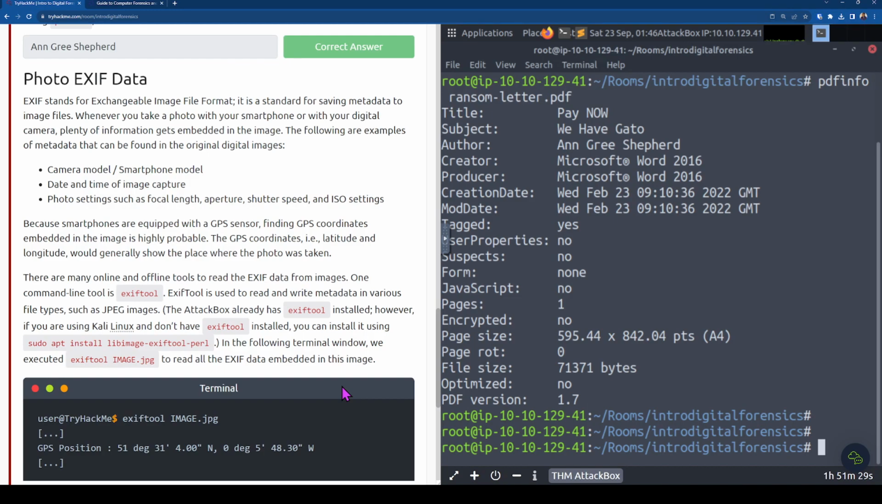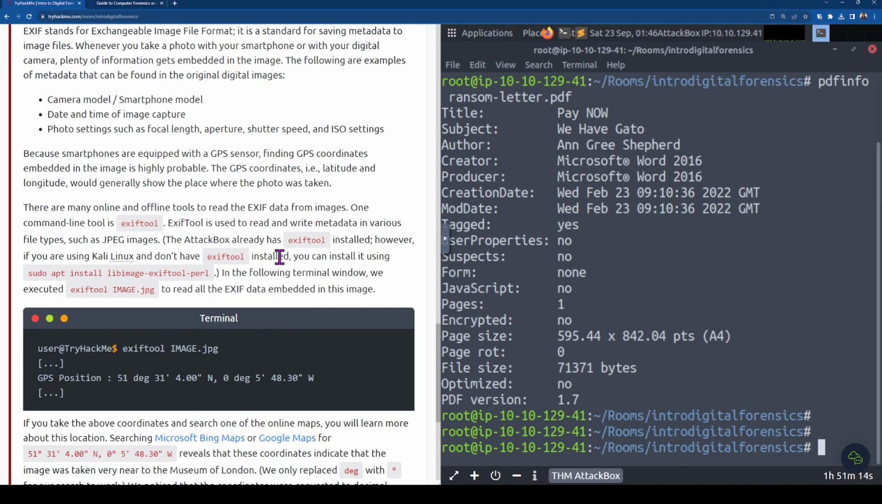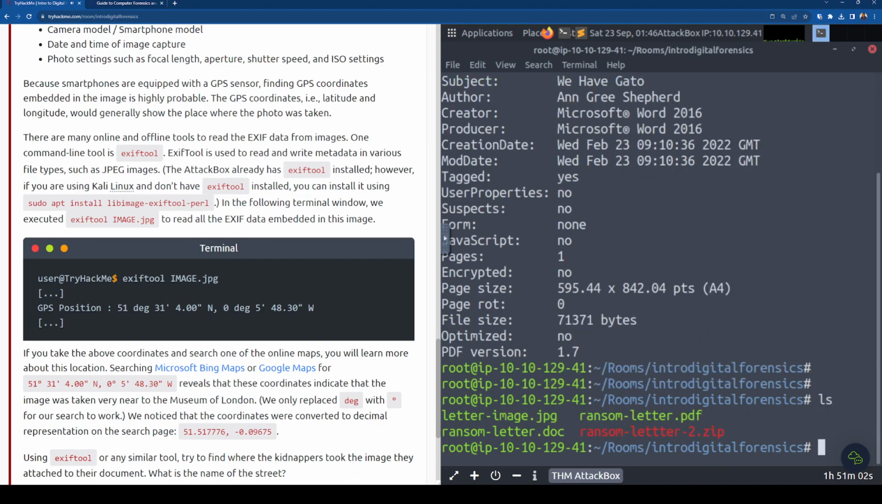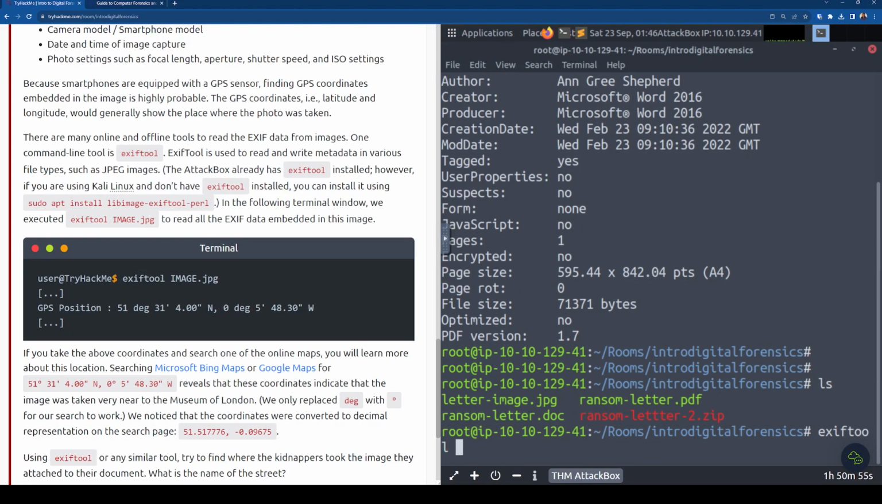One command line tool is EXIF Tool. EXIF Tool is used to read and write metadata in various file types, such as JPEG. The attack box already has EXIF Tool installed on it, so let's go ahead and use EXIF Tool on our JPEG. So let's do an LS again to see the name of it. So it's called Letter Image. EXIF Tool.